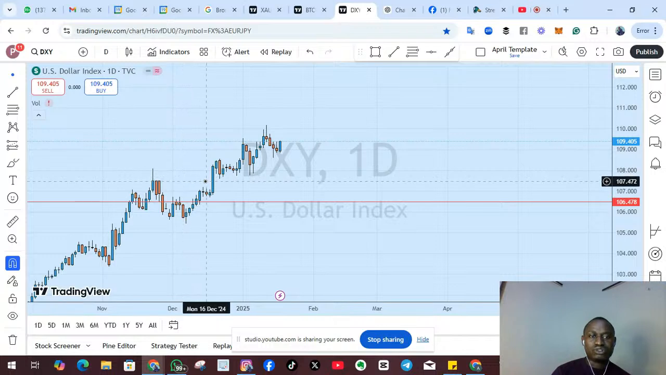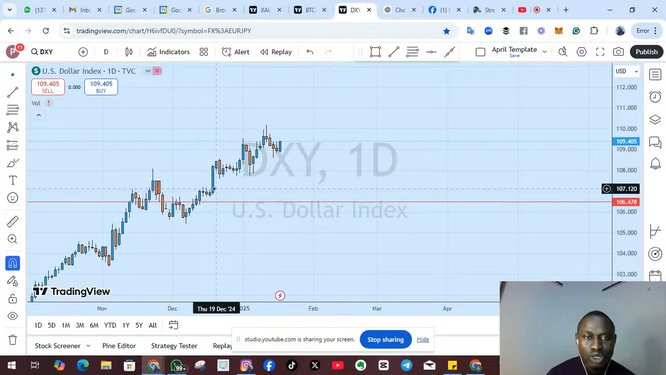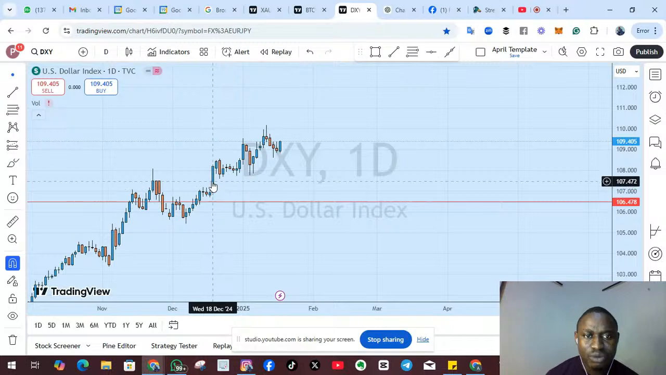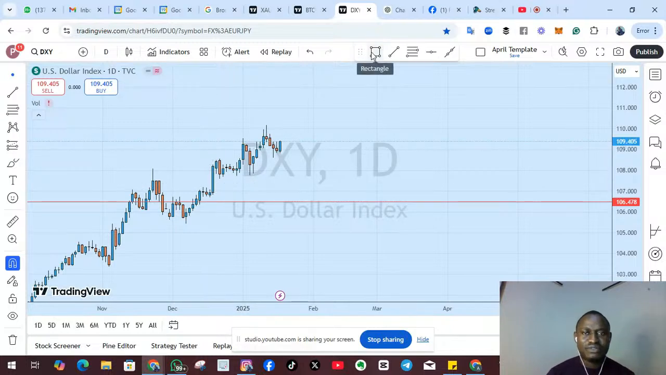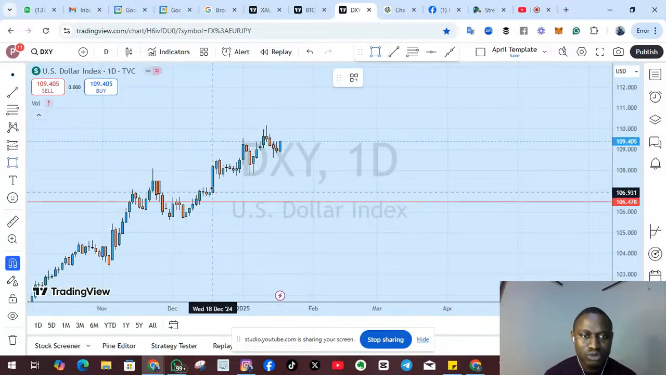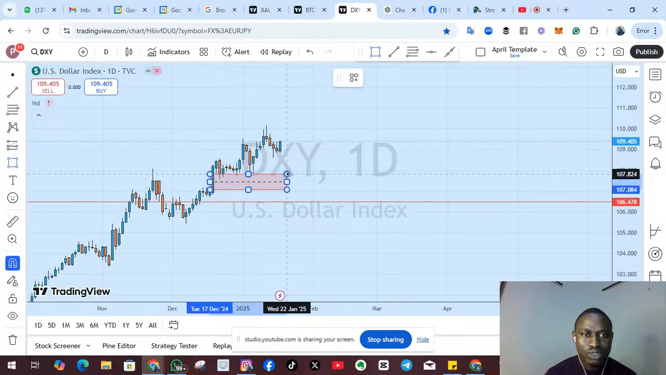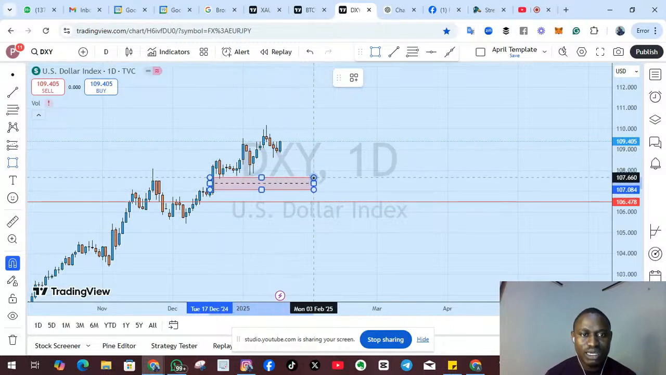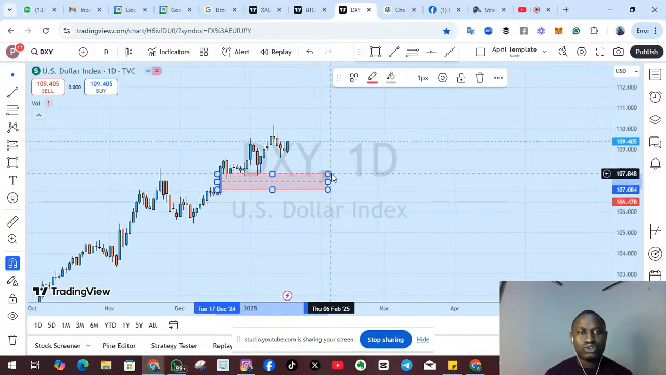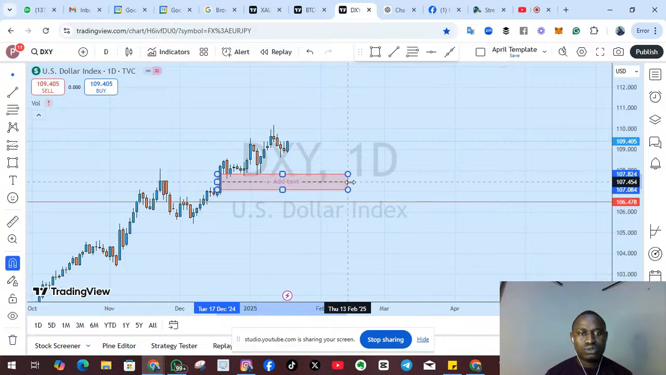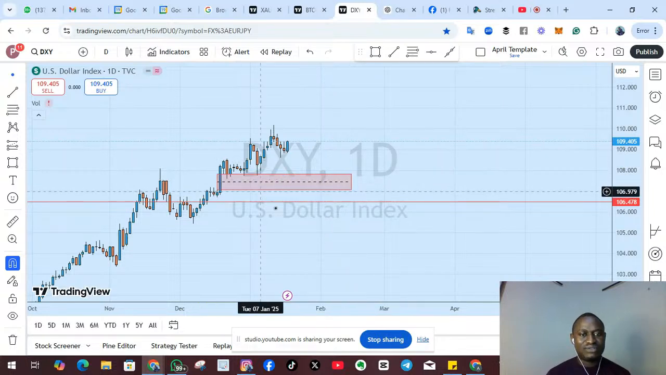After a break of structure, what do we expect? We expect market to come take up this fair value gap. You can see this fair value gap is still very much open. Market did not enter the fair value gap. So, this fair value gap has not been mitigated.